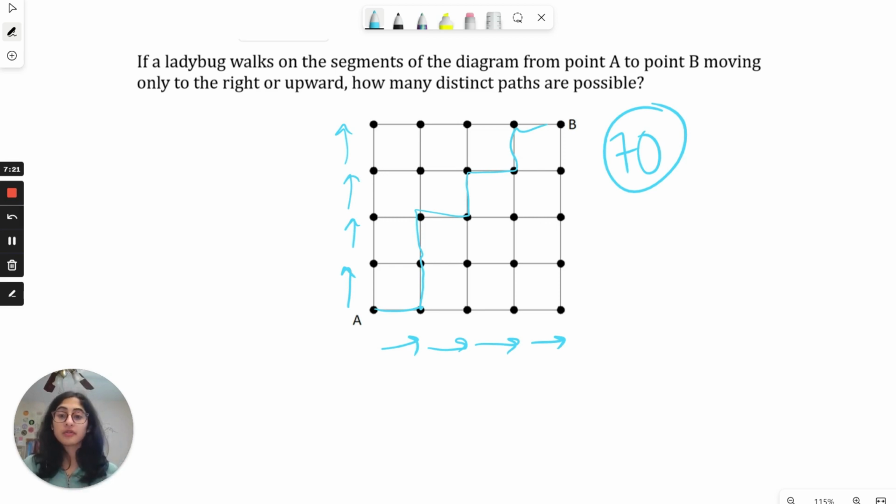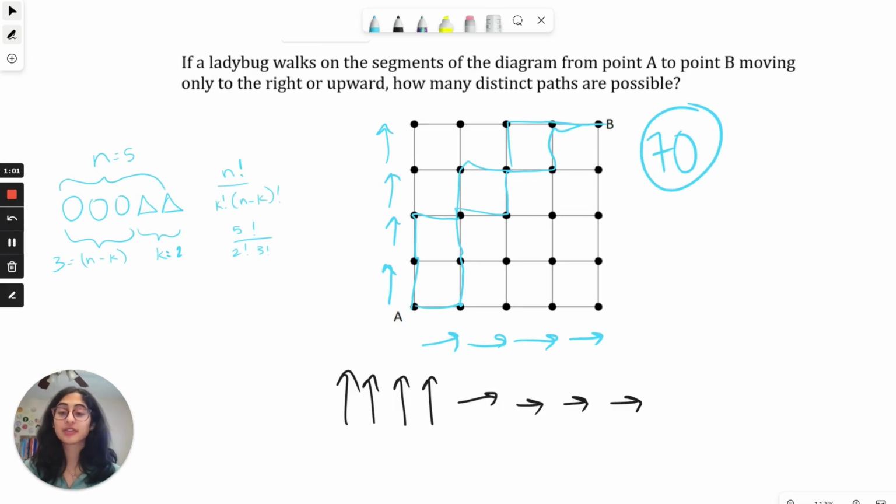So the number of ways we can go from point A to B is just how many combinations of rights and ups we can use. Basically, any way we can rearrange these motions is going to be the number of possible paths. So how do we do that? Well, for this, we use something called the choose function.